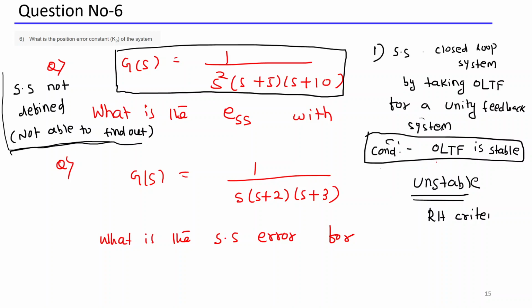You also know how to find the stability in one line. I'll not take more lines, just one line. How will we find the stability? You just remember this condition: open loop systems will be stable.